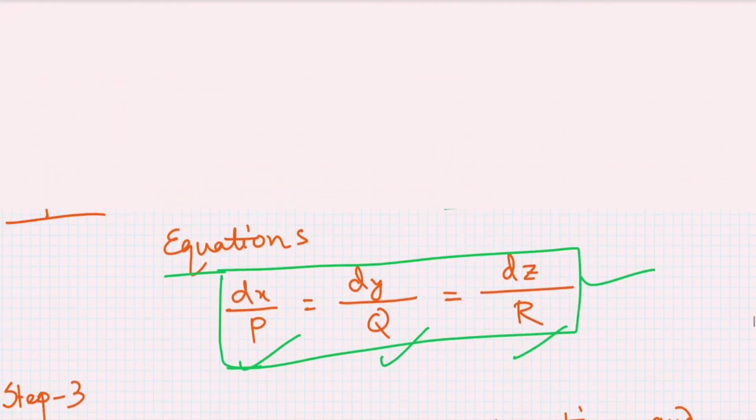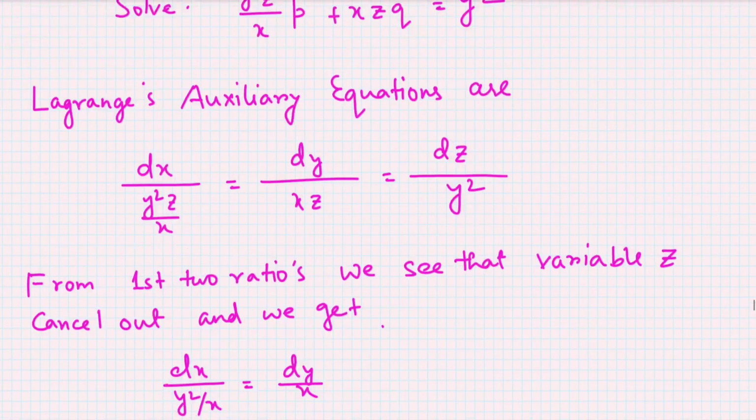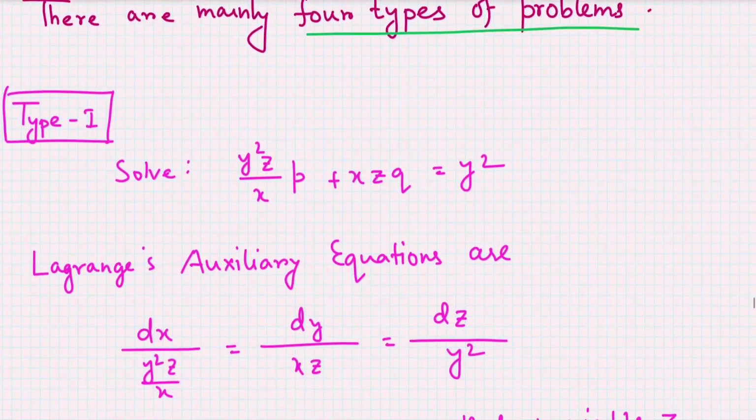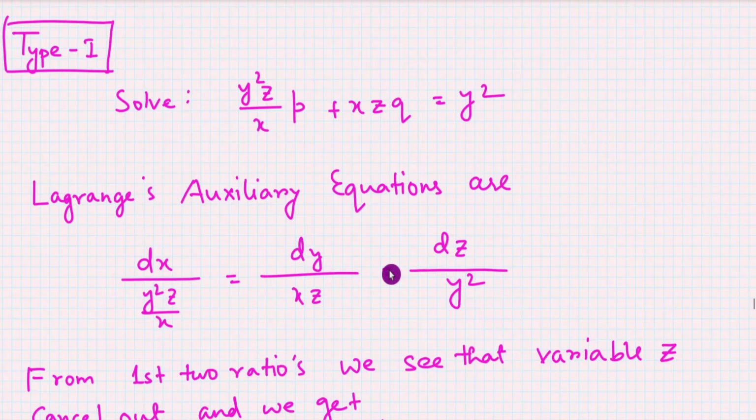Now we come to the first type of equation, type 1. In these four types of solution, I will explain through examples. So first we take the example (y square z by x)p plus xz q equal to y square.